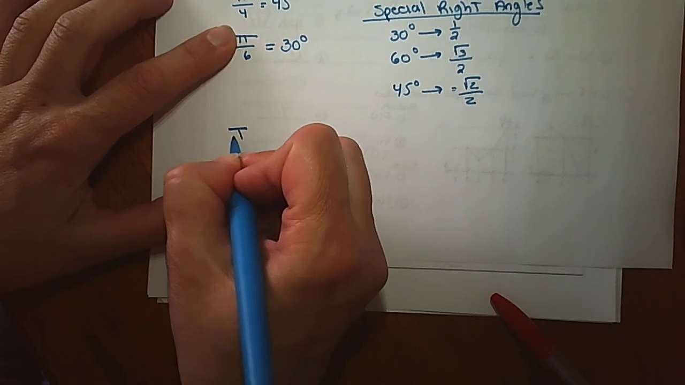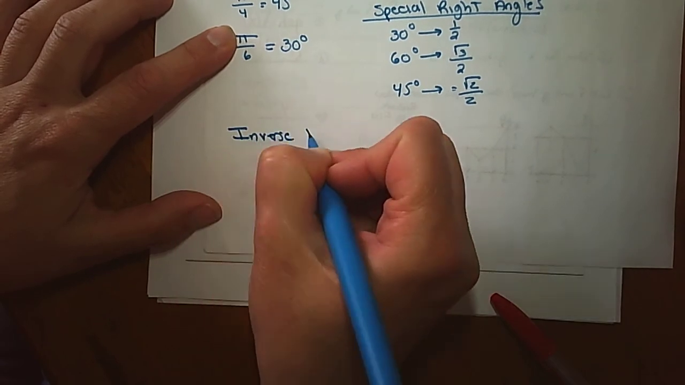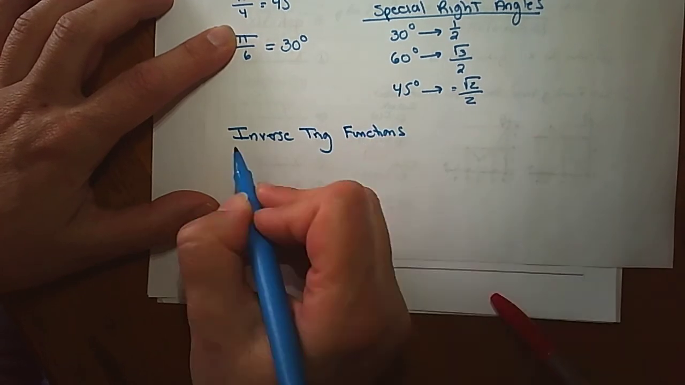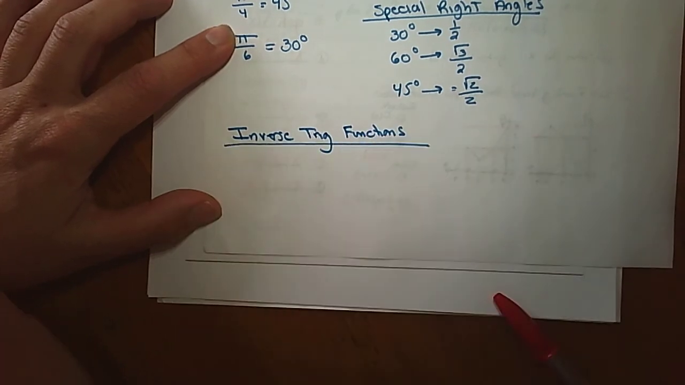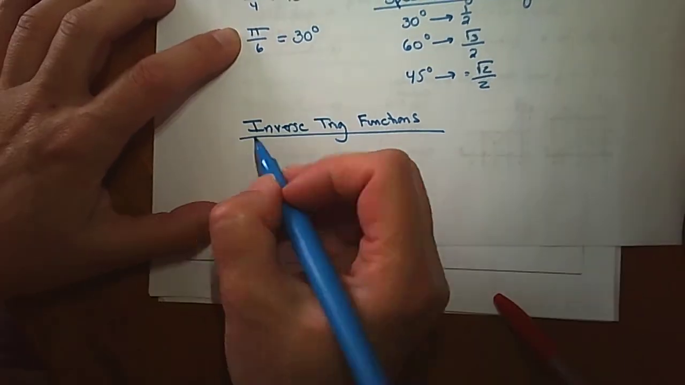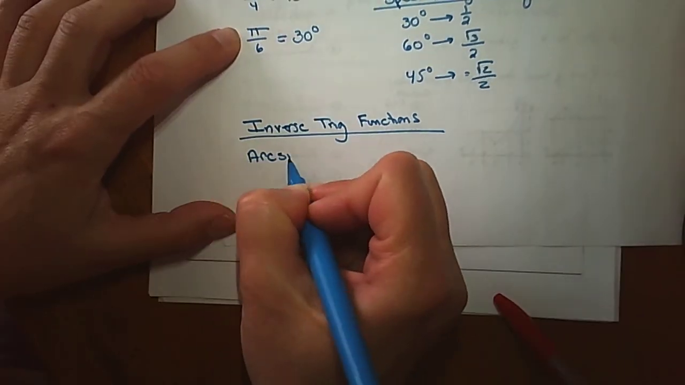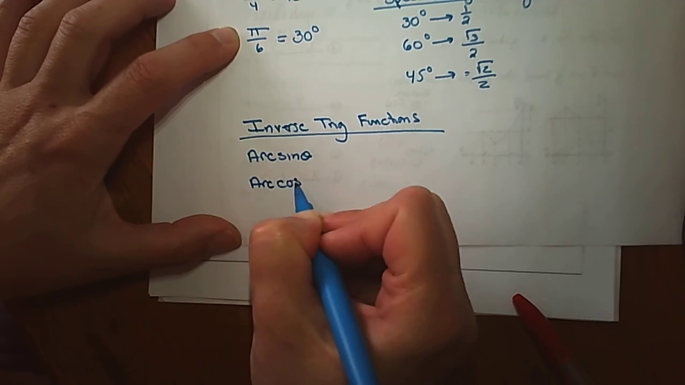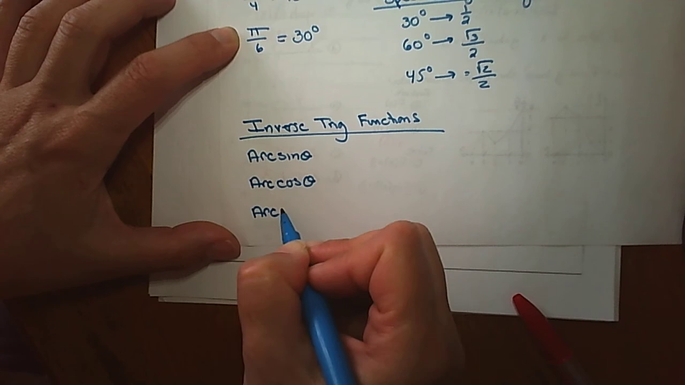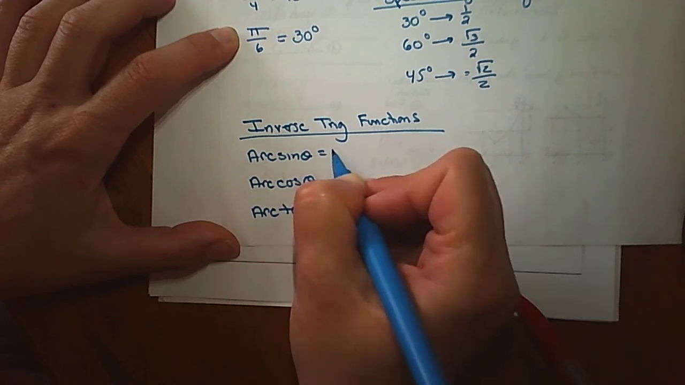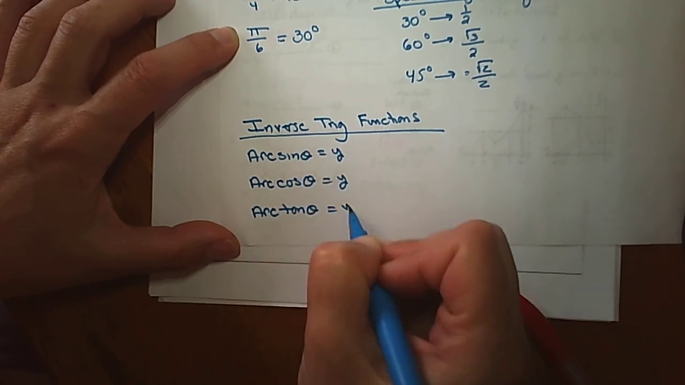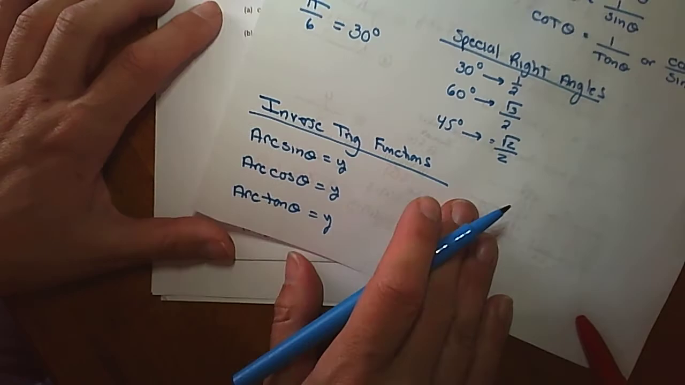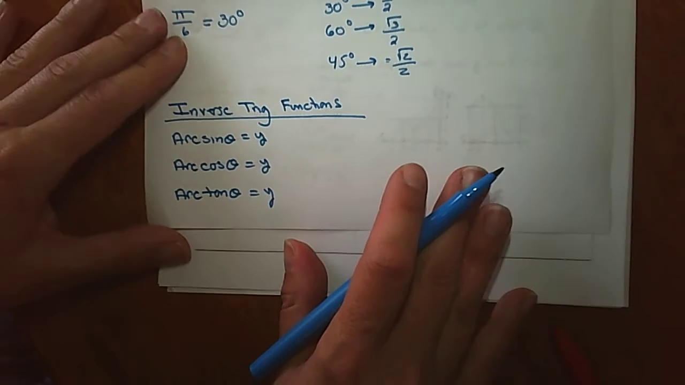Then there's the inverse trig functions. There's arc sine, arc cos, and arc tan. And we usually say that they're equal to y. Now the arcs are equivalent to the negative ones. Now there's special ranges for these guys.